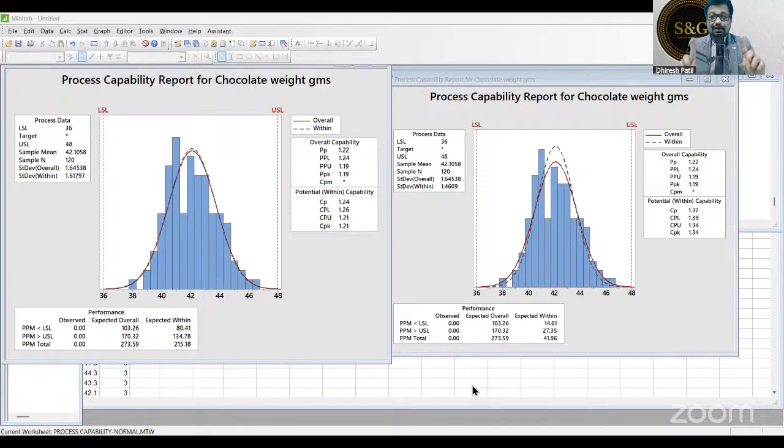No, the best way is what you are doing. What is your sampling strategy? If your sampling strategy is 10 chocolates at a time, you do your process capability with 10 chocolates at a time. If your sampling strategy is one chocolate at a time, you keep that subgroup size as one. So that is your actual process capability.